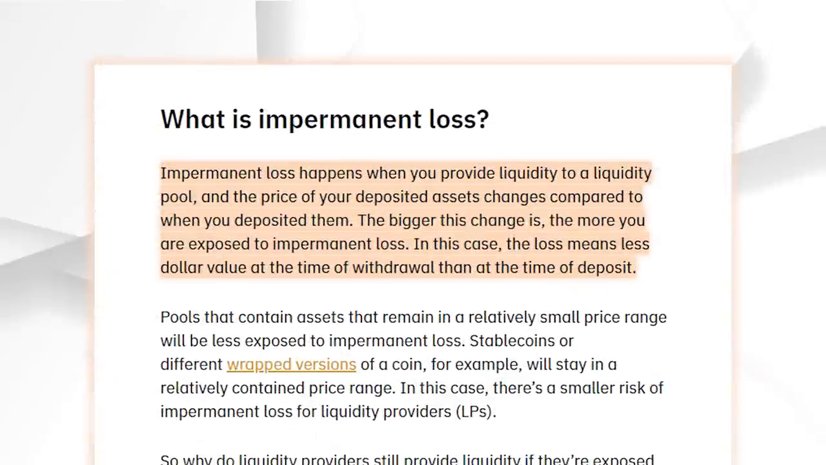What is impermanent loss? Impermanent loss happens when you provide liquidity to a liquidity pool and the price of your deposited assets changes compared to when you deposited them. The bigger this changes, the more you're exposed to impermanent loss. In this case, the loss means less dollar value at the time of withdrawal than at the time of deposit.